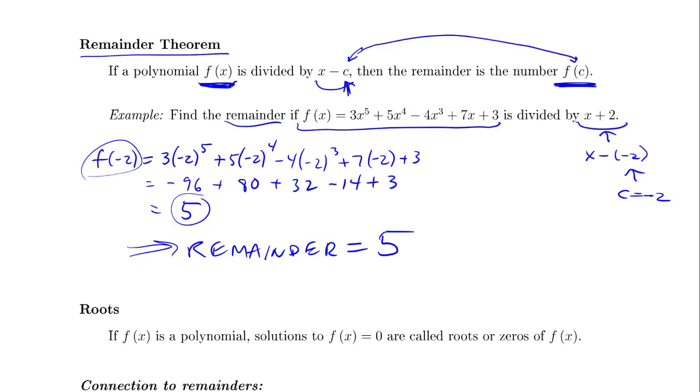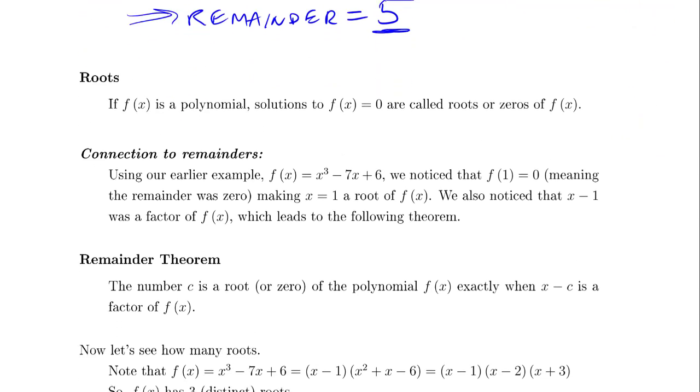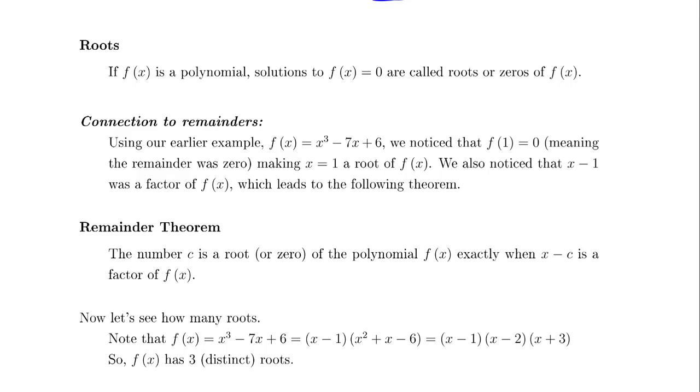Now, why is that important? Well, what I found is specifically the remainder wasn't 0. So I know that this x plus 2 did not divide cleanly into that polynomial. In fact, that x plus 2 is not a factor of this polynomial. And negative 2 is not a number that makes that polynomial equal to 0, which is part of what I'm really going for here. And that's where I come into roots.